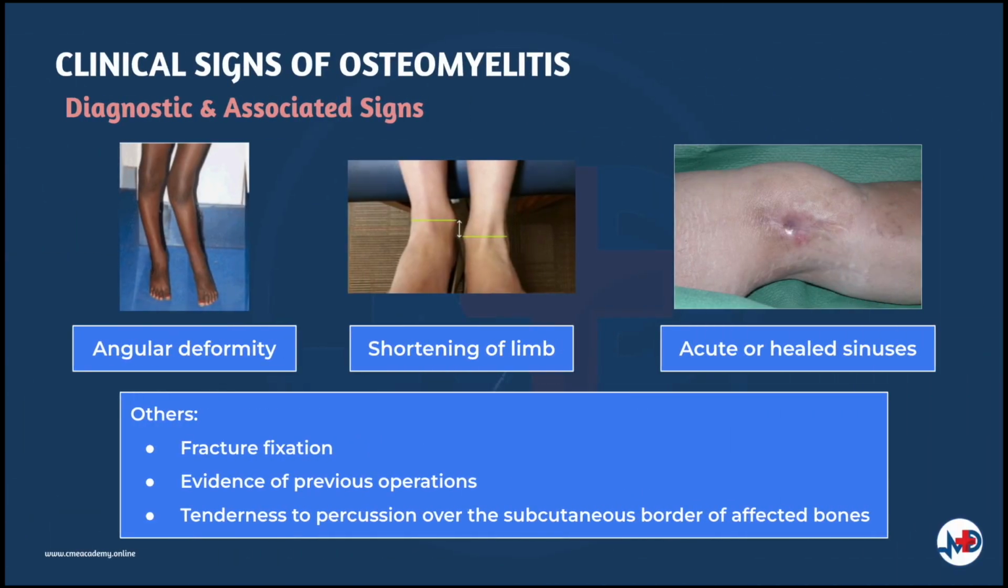In chronic osteomyelitis, there are a few signs which are crucial to look out for, such as angular deformity or shortening of the limb that may have resulted from premature fusion of the physeal plate, acute or old healed sinuses, fracture fixation, evidence of previous operations, including scars and previous flap designs, and tenderness to percussion over the subcutaneous border of the affected bones.